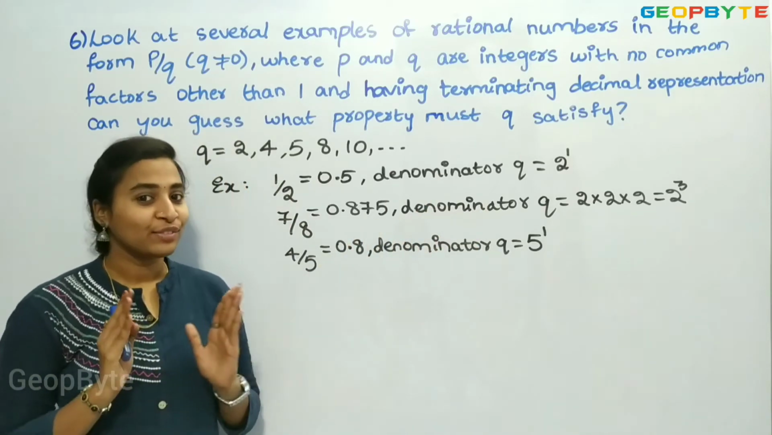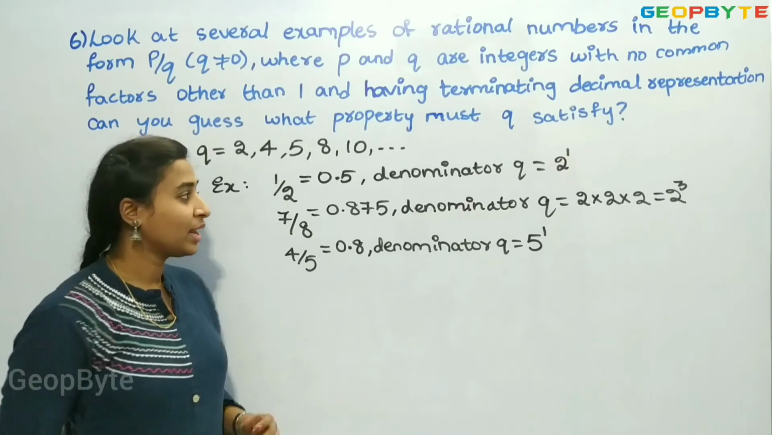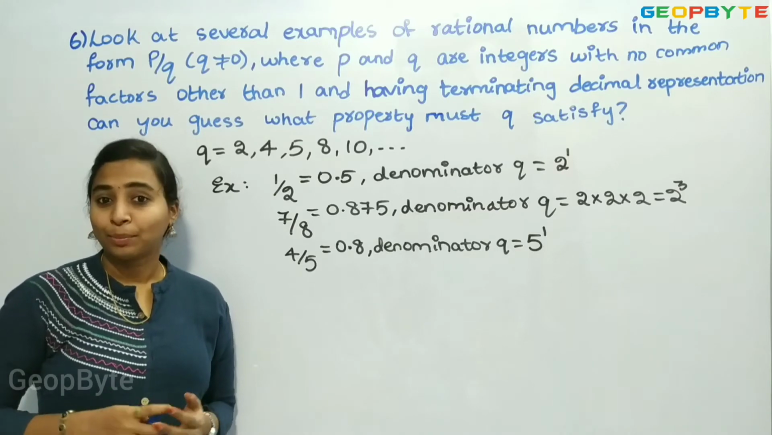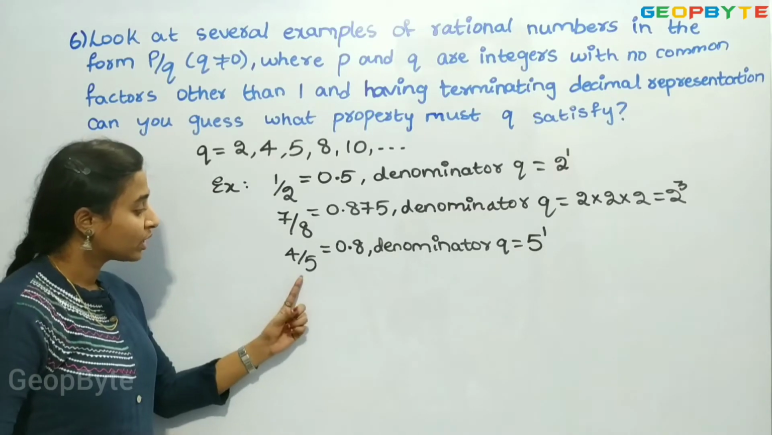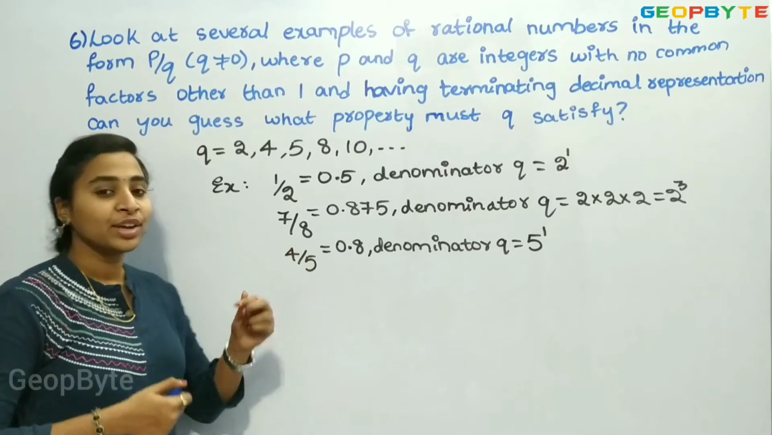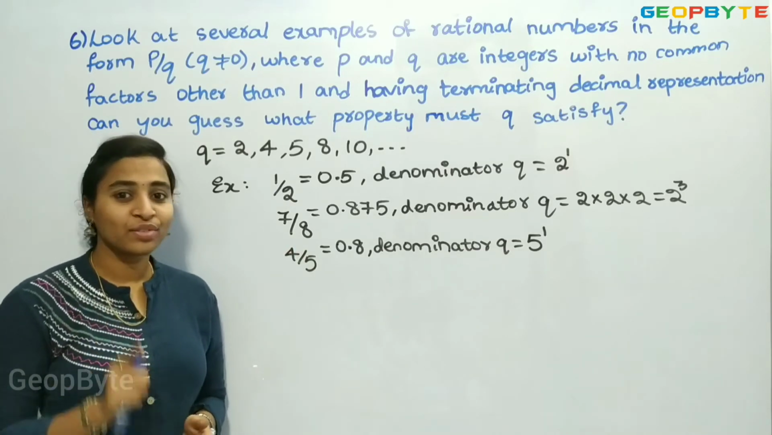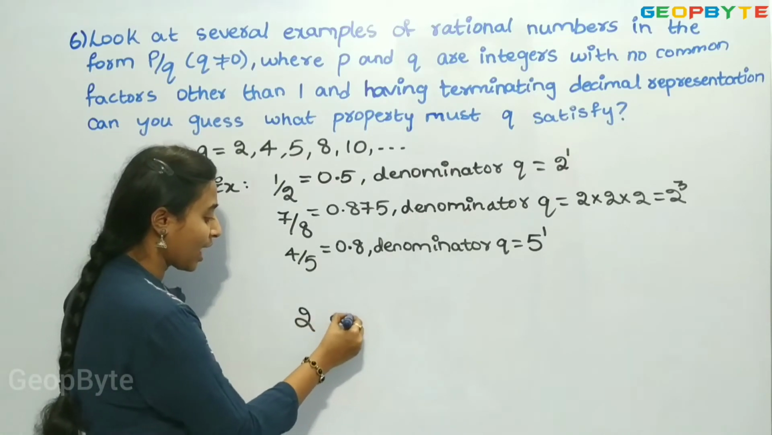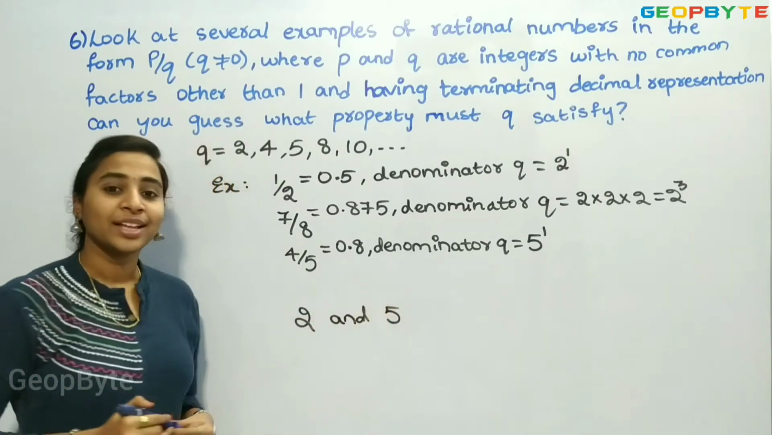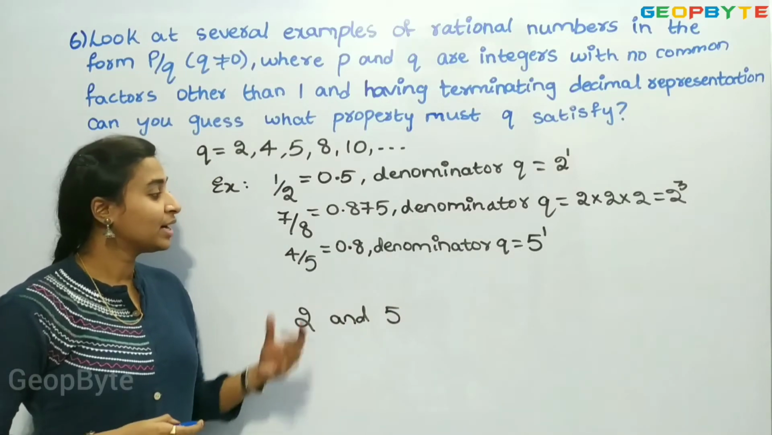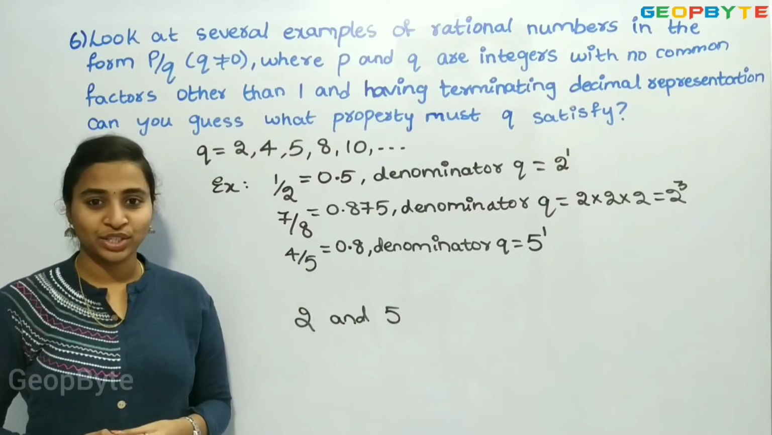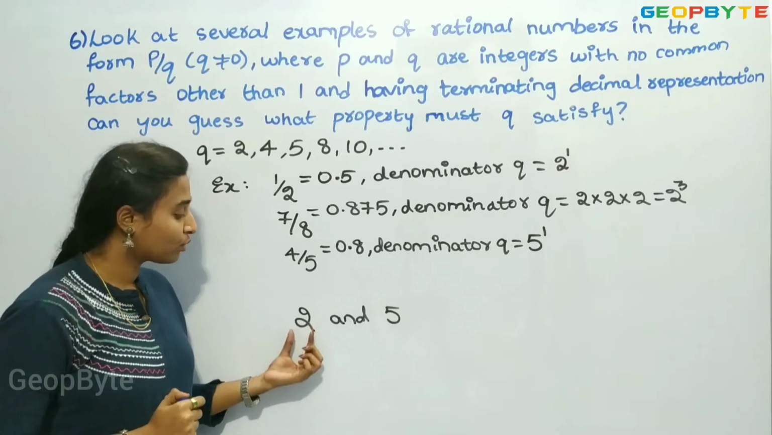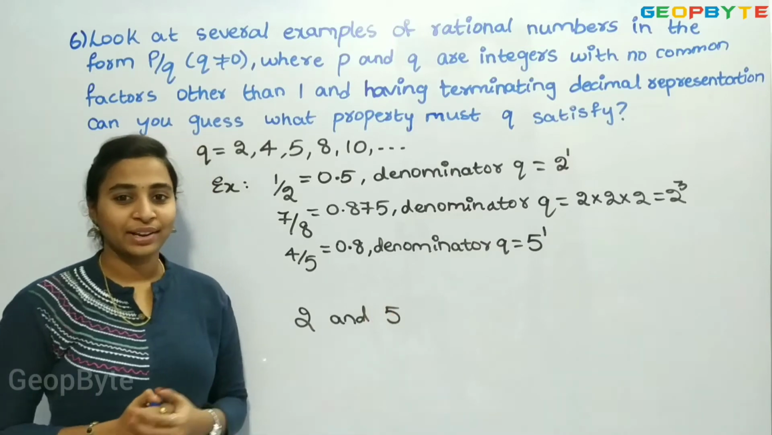So here we observe that when we need to get a terminating decimal expansion, the prime factorization of the denominator of a fraction should have only powers of 2 and 5, right? 2 and 5. Then only we will get terminating decimal expansions. That is, the q must have powers of 2 and 5.